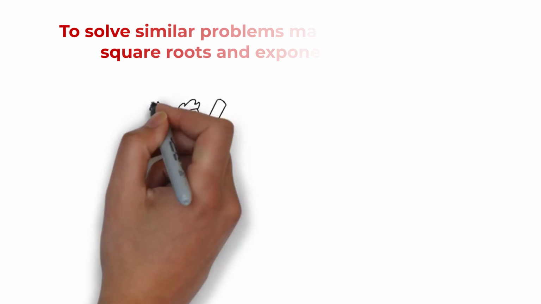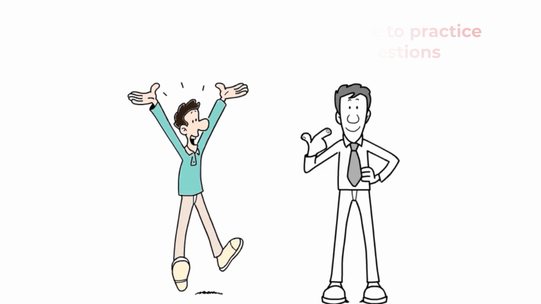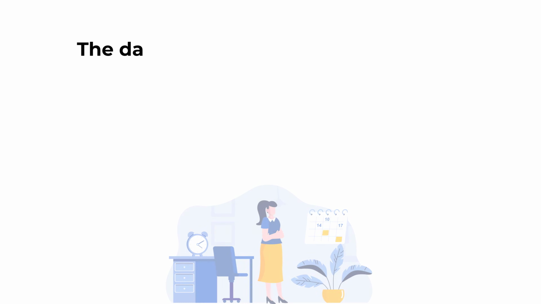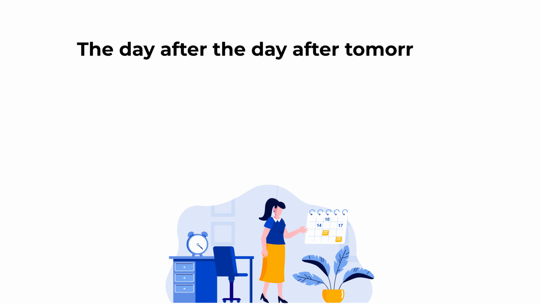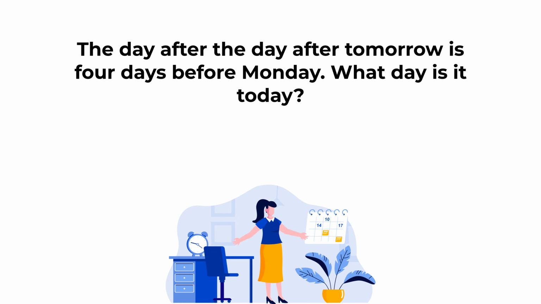Hopefully you've nailed this question on your own and now know how to answer similar problems on the test. Here's a cool question, which tests your ability to quickly come up with the answers. The day after tomorrow is 4 days before Monday. What day is it today? And you have 4 different choices.